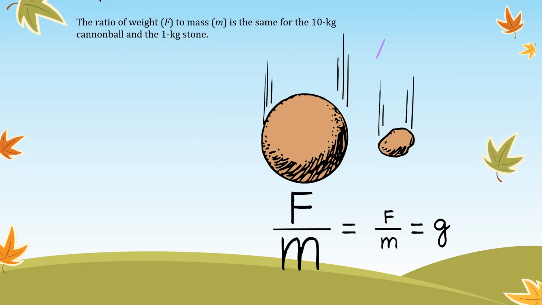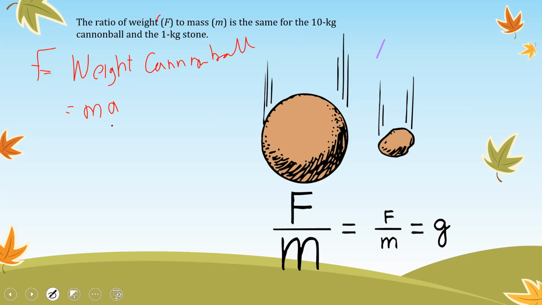Here, the ratio of weight F to mass M is the same for a 10 kilogram cannonball or for a 1 kilogram stone. So teacher, how? Let's find the weight, or the force, of the cannonball. The weight is m times g, which is 100. So here I will write 100 over 10, the weight over the mass of 10. That's what we found here.